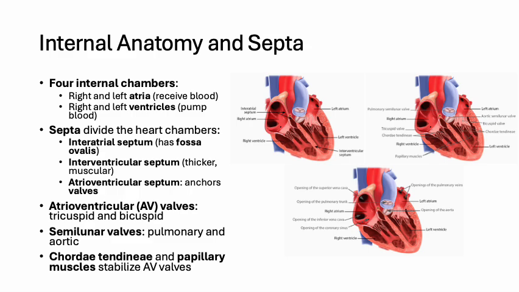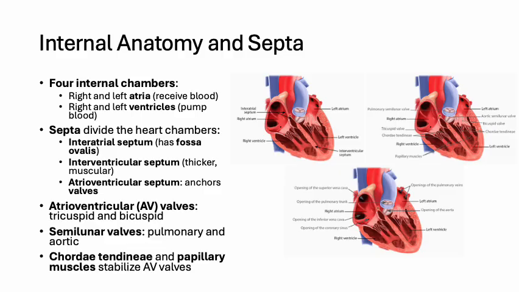The atrioventricular septum separates the atria from the ventricles and houses the valves that regulate blood flow between them. These valves are essential for maintaining unidirectional flow. The AV valves, like the tricuspid valve on the right side and the bicuspid or mitral valve on the left side, allow blood to flow from the atria to the ventricles but prevent backflow during ventricular contraction. They are anchored by chordae tendineae, which are strong fibrous cords attached to papillary muscles inside the ventricles. When the ventricles contract, these muscles pull on the chordae to help hold the valve flaps shut.